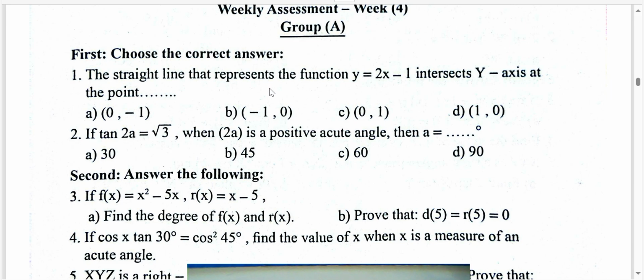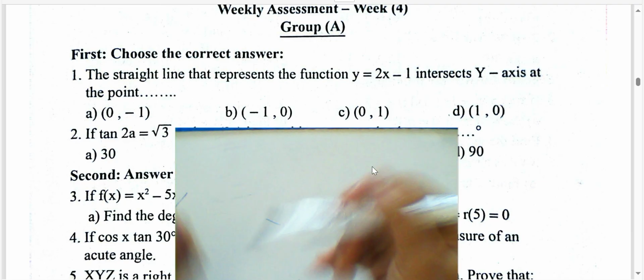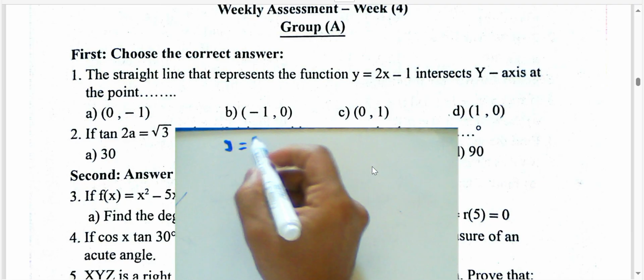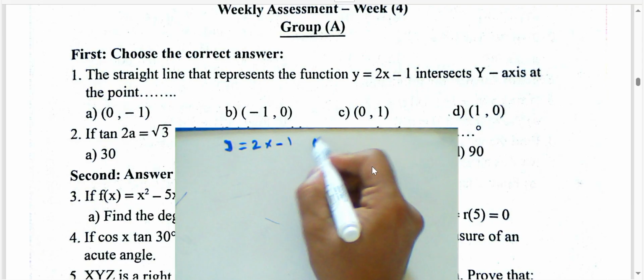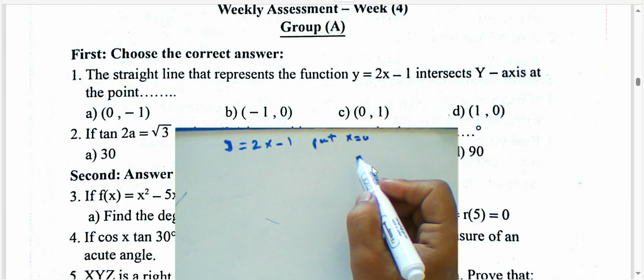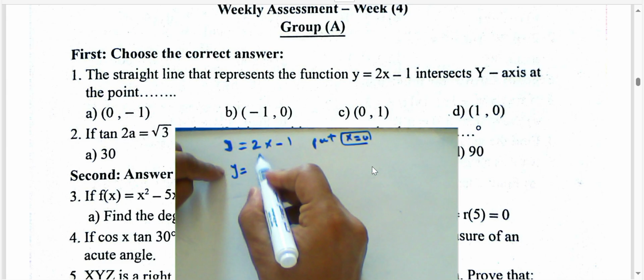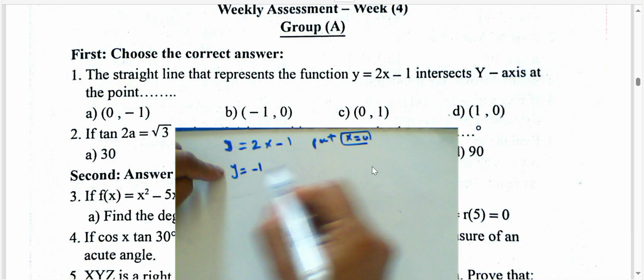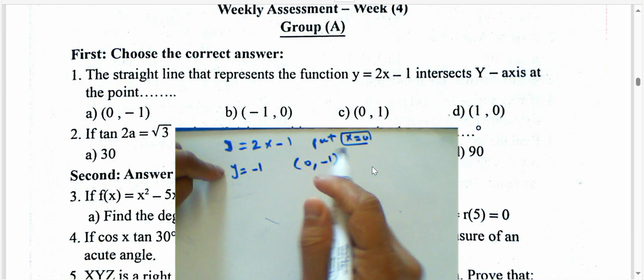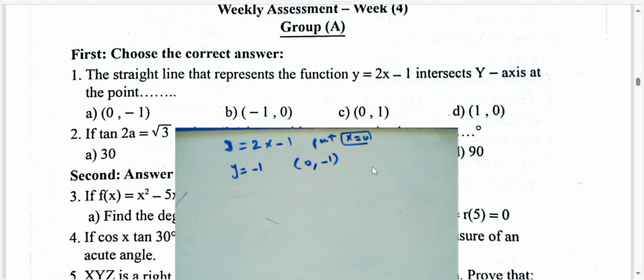Number 1, the straight line that represents the function y equals x minus 1 intersects its y-axis at the point blank. Since the straight line intersects its y-axis, x will be equal to 0. Put x equals 0 in the equation to find the point. Then y equals 0 minus 1, which is negative 1, so the point is (0, negative 1). This point satisfies the equation, so you must choose letter B.